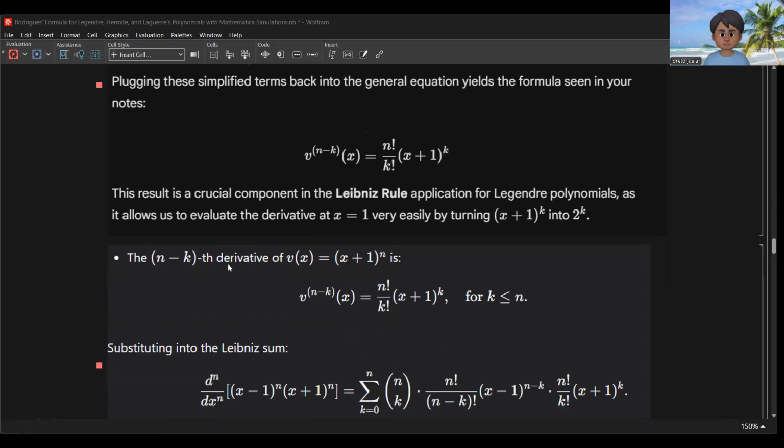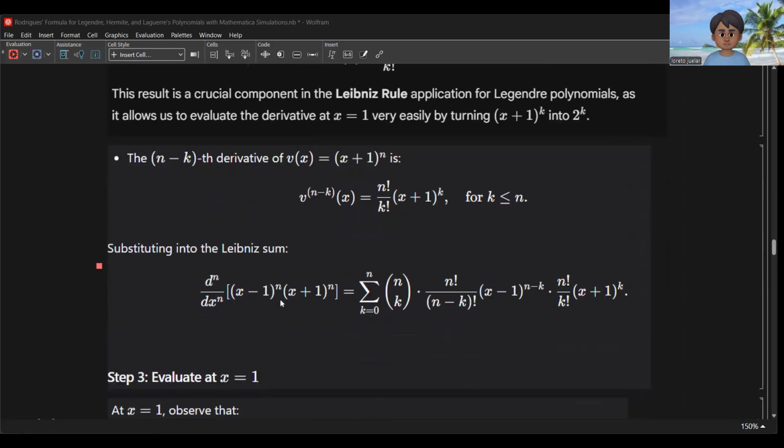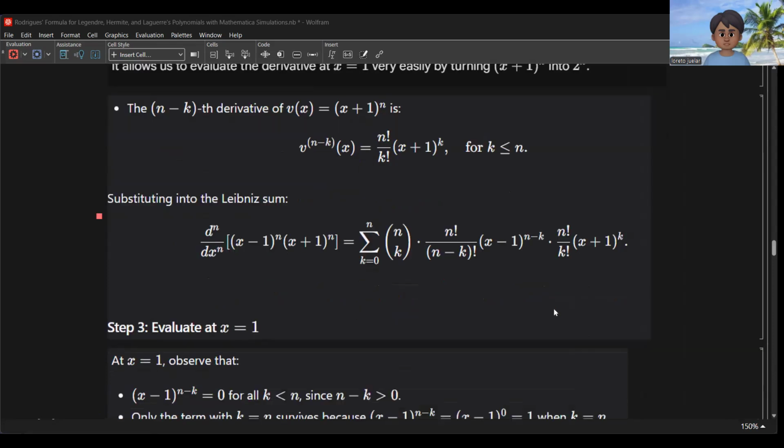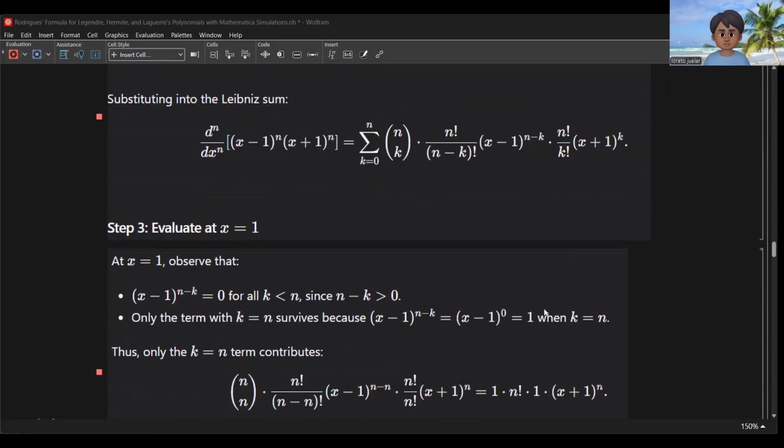So the n minus k derivative of v of x, where v of x is x plus 1 to the n, is equal to n factorial over k factorial times x plus 1 raised to the k. So k here is less than or equal to n. So substitute in the Leibniz rule. So we have here, by using the substitution here, to evaluate at x equal to 1 here.